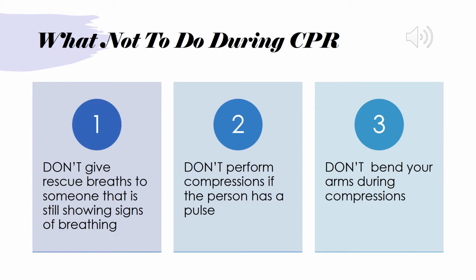Some things that you shouldn't do while performing CPR are: Don't give rescue breaths to someone that is still showing signs of breathing. This can cause the person to have more difficulty breathing, or you can choke them. Next, don't perform compressions if the person has a pulse. The pulse indicates that there is still blood being pumped through the body by the heart. And don't bend your arms during compressions. Bending your arms can cause the person to move around more than they need to and can cause more injury.